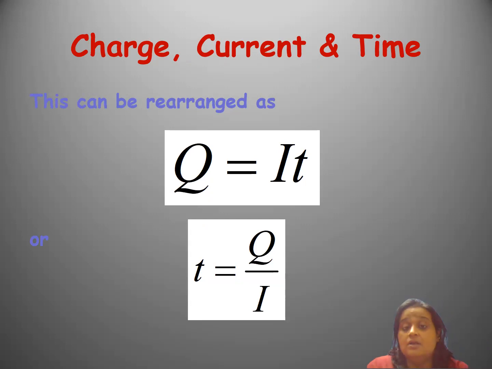Now, if we rearrange, obviously that depends. Suppose you have to find charge or time and the other two factors are given, it is easier if you know that. So you can get two more formulas from the same formula, that is Q equal to I T and T equal to Q by I. They can be used to find the other two factors as well.